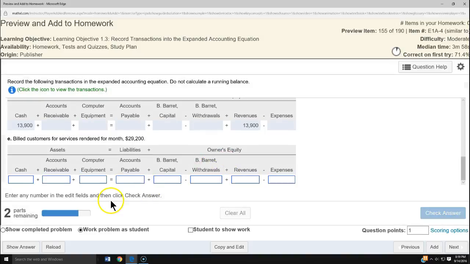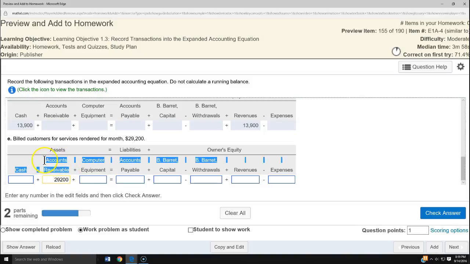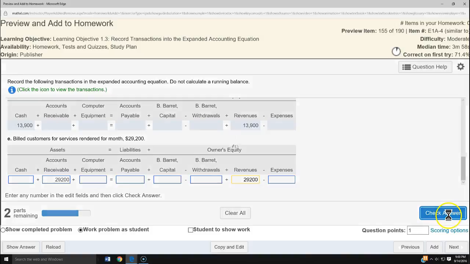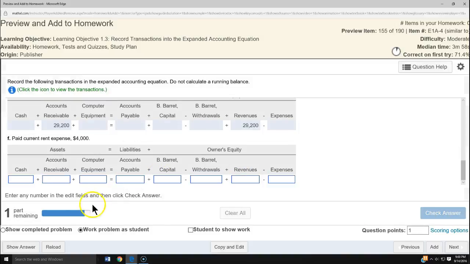Did that one right. Next one, billed customers. That means we're not getting the dough now. We're going to collect later. 29,200 is added to amounts that are owed to us from services, which are called accounts receivable. So 29,200 is added to the asset accounts receivable, and we're going to credit and add to the revenue account column here, 29.2. Okay, check answer. Good job.